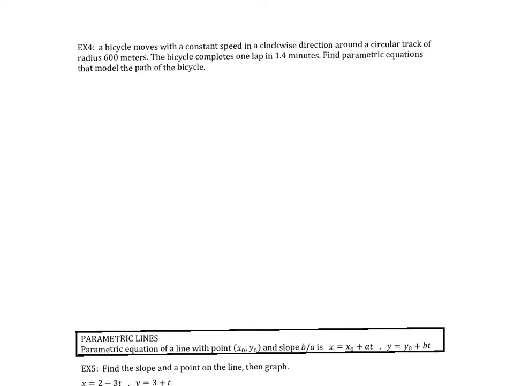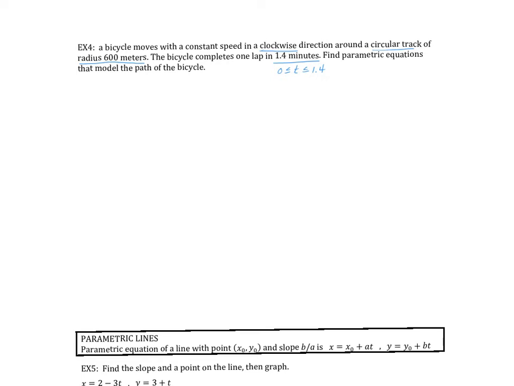In example 4, we have an application problem. A bicycle is moving with a constant speed, in the clockwise direction around a circular track. So we know it's going to be a circle. We have the radius as 600 meters. The bicycle will complete 1 lap in 1.4 minutes. So that would be our t value. We can go from 0 to 1.4 minutes. We want to find a parametric equation that models the path of the bicycle.